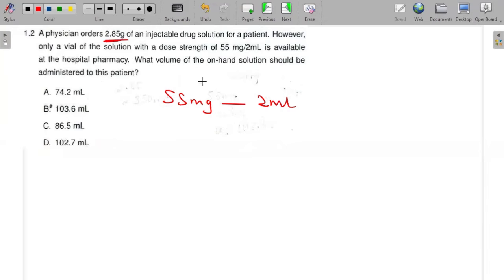We've been told the dose strength is that for every 55 milligrams, you will need 2 milliliters. So the first thing is to change this mass in grams to milligrams. How do I change those? I have to multiply by 1,000. So I'll say 2.85 multiplied by 1,000. It will give me 2,850 milligrams. So what volume will this need?